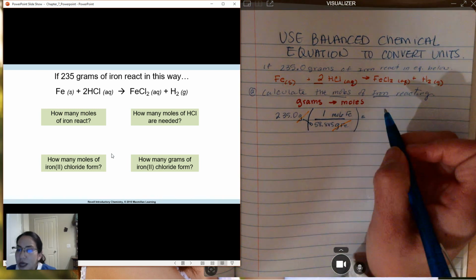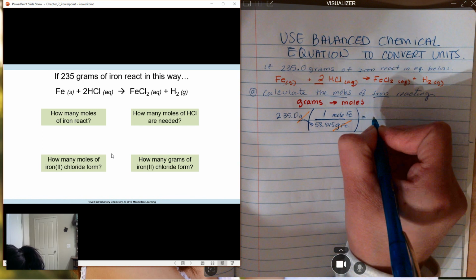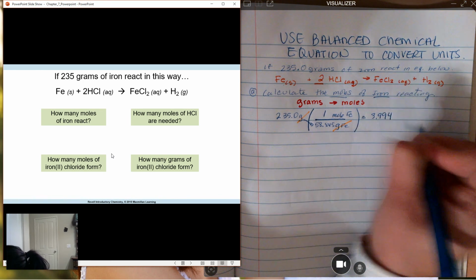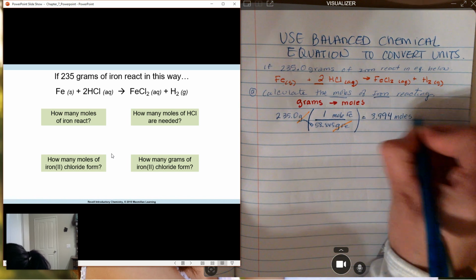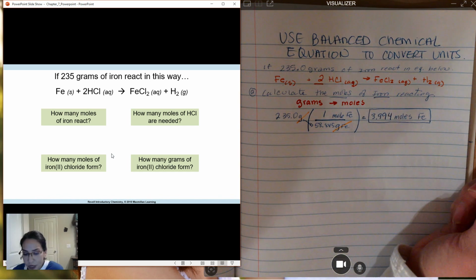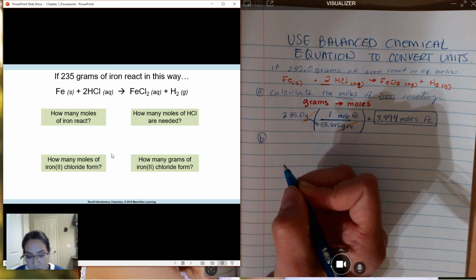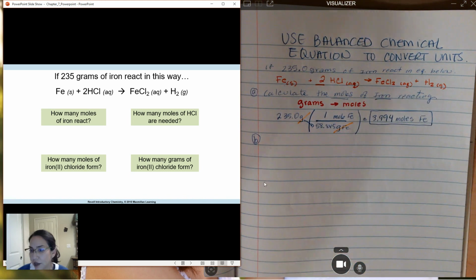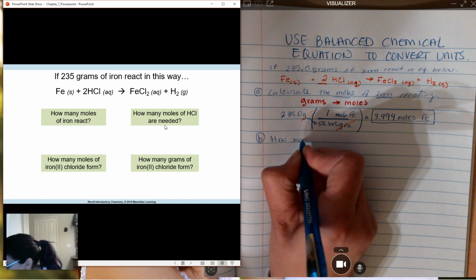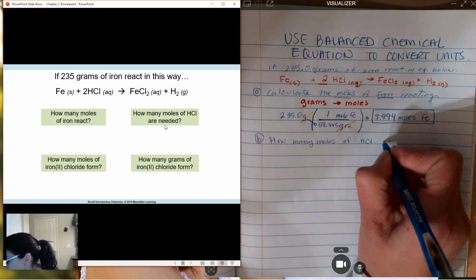And we get 3.9935. So I'm just going to go ahead and do it in our significant figures right now: 1, 2, 3, 4. So this is going to be 3.994 moles of iron. Okay, that's what we end up with there. Now, using the same equation, B wants us to calculate how many moles of hydrochloric acid are needed.